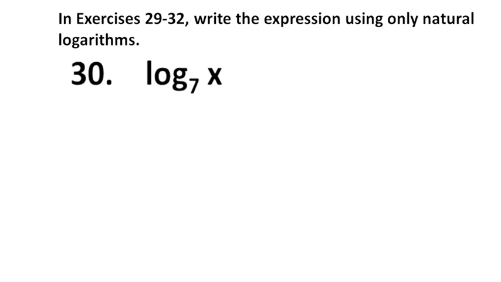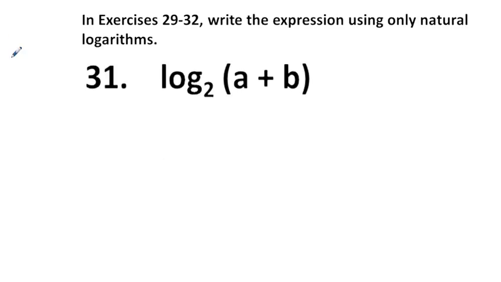Okay, next we have problem 31, log base 2 of the quantity a plus b. That's going to be equal to the natural logarithm of the quantity a plus b over the natural logarithm of 2. That's it. Nothing else to be done here.